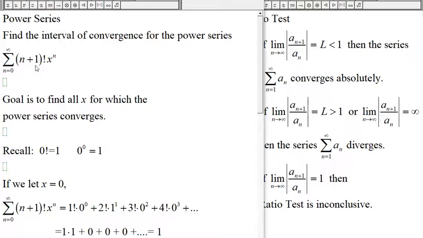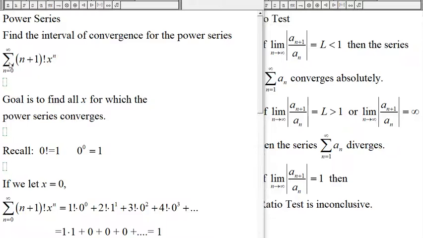Here we have the power series of (n plus 1) factorial times x to the n, and we want to find the interval of convergence. Before we do that, recall that 0 factorial is defined as 1, and 0 to the power of 0 is also equal to 1.